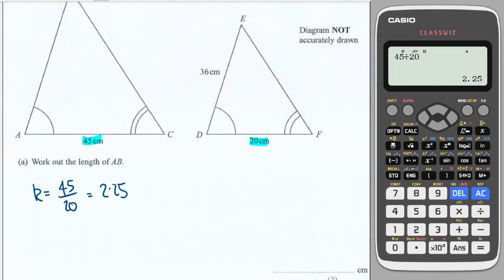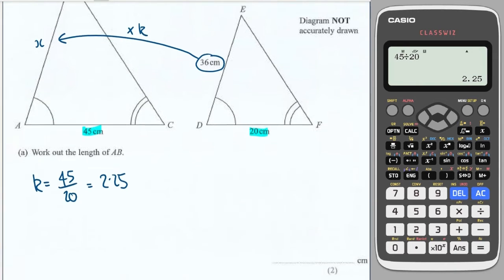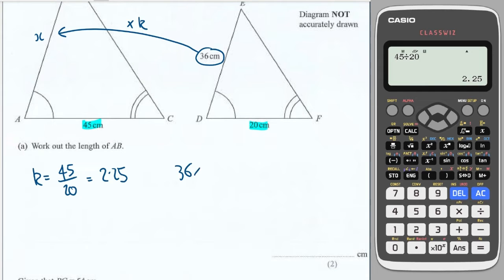So now if I need to get to AB, that's this bit over here, I will take the corresponding side, move it that way, and multiply it by k. So I'll need to do 36 multiplied by 2.25. So I times that by 36 and I get 81.